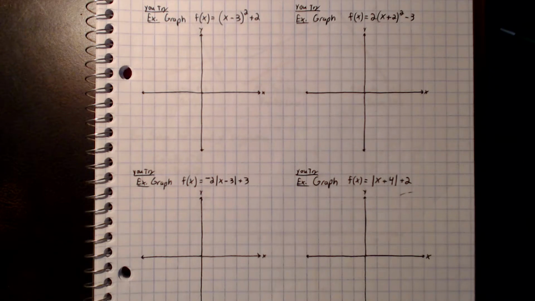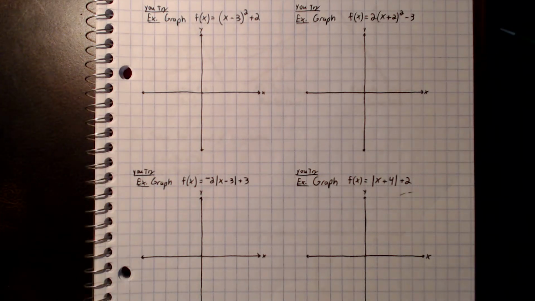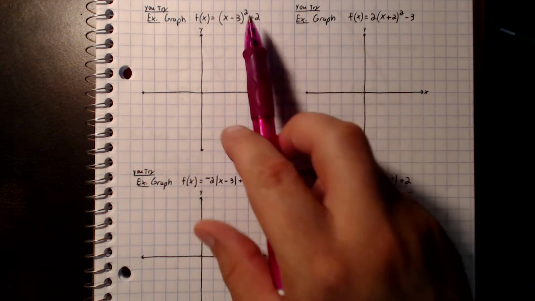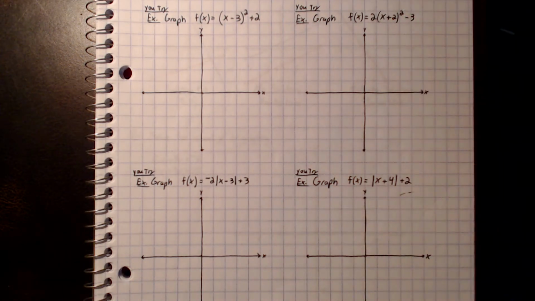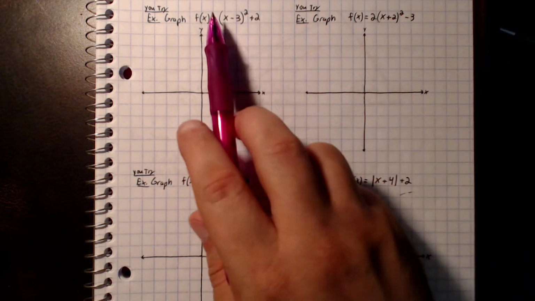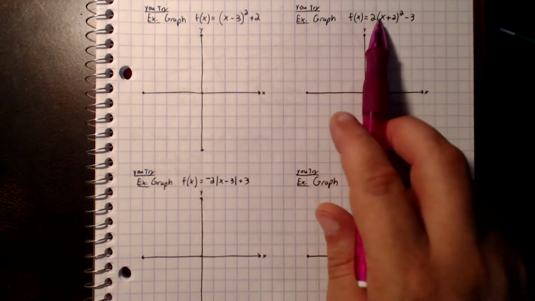Alright, you got all 4 done, I'm hoping. So I'm about to go over all 4 right now. The first 2 are quadratics or parabolas, right? I see a square and I see a square. So I know that we're going to have a U shape. This is definitely U because there's no negative and no negative here, but this is going to get stretched. So we'll keep that in mind.